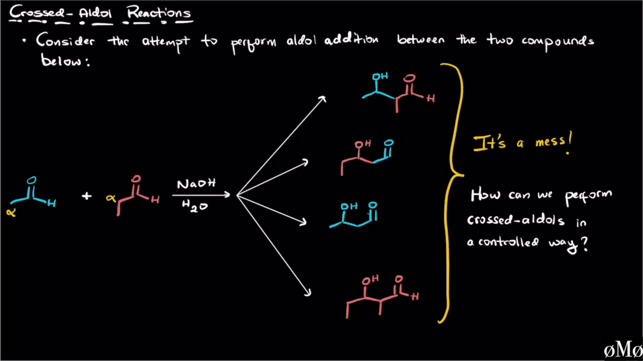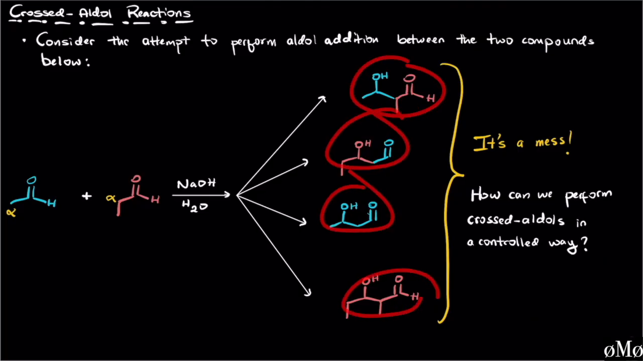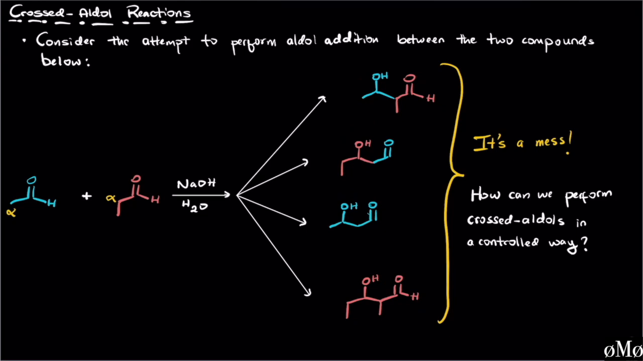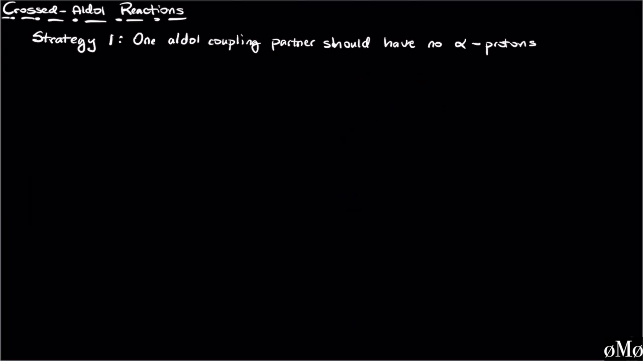So we don't want to do this. We want to figure out a way to perform cross-aldol reactions where we don't get a whole mess of products in our reaction. So let's try to figure out what that would look like. There are two strategies you can use to do a cross-aldol reaction where you minimize the mess in your products. Strategy number one is to make sure that one of your aldol coupling partners does not have any alpha protons, because if it doesn't have any alpha protons, it can never act as your nucleophile.